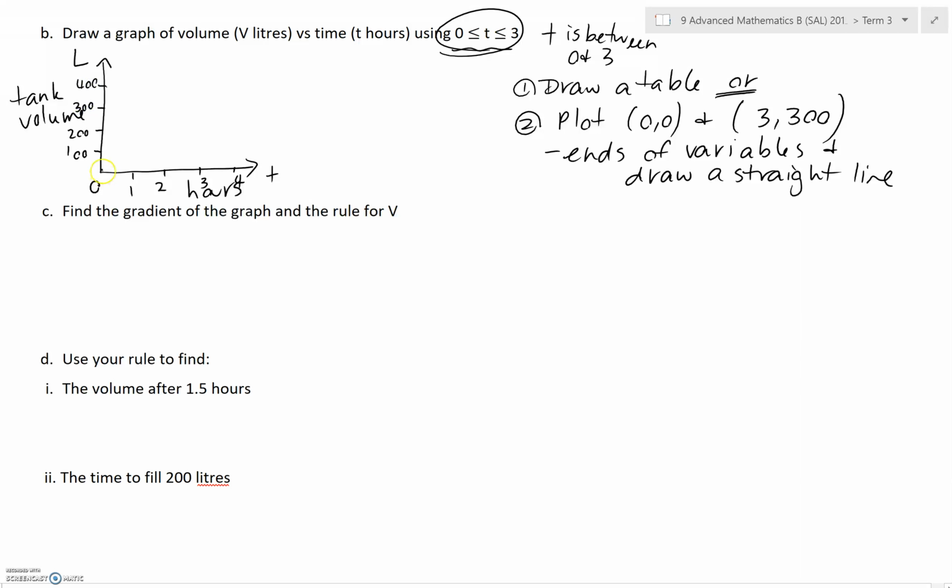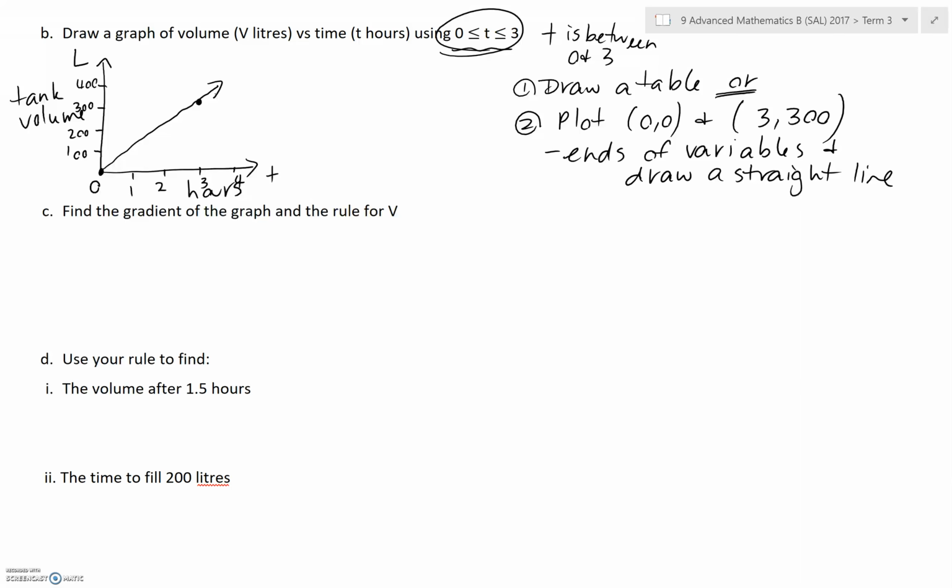Our first point, at 0 hours, there's 0 litres in the tank. So that's where we plot our first coordinate. We also know that at 3 hours, there's 300 litres in the tank. So that's how we can plot our second coordinate. And of course, then we can just draw a line between them. You should have an arrow because it is still going, but that's really all we're after here. We don't have a rule to label it with at this point, so I'm not going to put that on the axis, but that's part of our next thing.